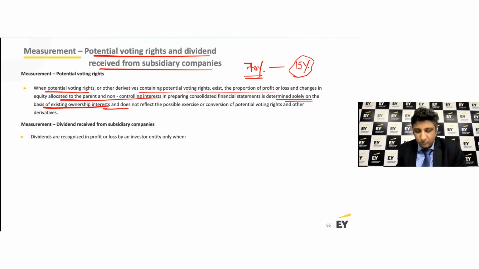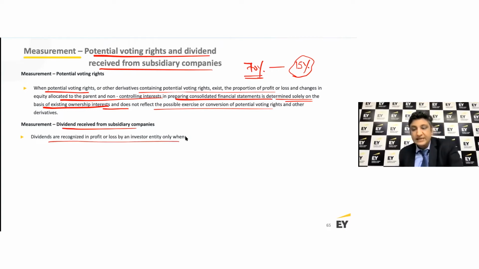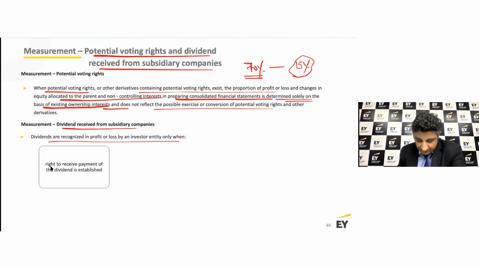So that is something you want to remember categorically. A potential voting right could be critical in determining whether you have control or not, but it has no bearing on your share of profit or loss, at least from the subsidiary. That has to become an actual share before it can be argued that this is your amount. Similarly, any dividend that you expect to receive, you would only recognize when it has been offered to you as a right of receipt of the payment.